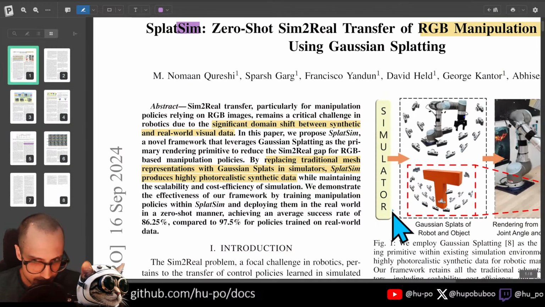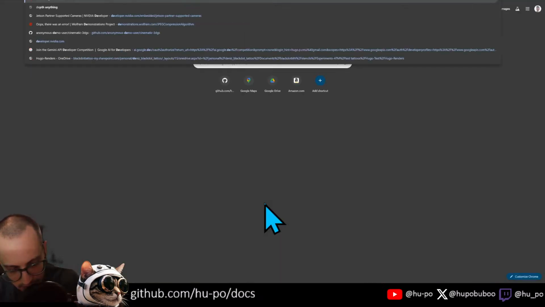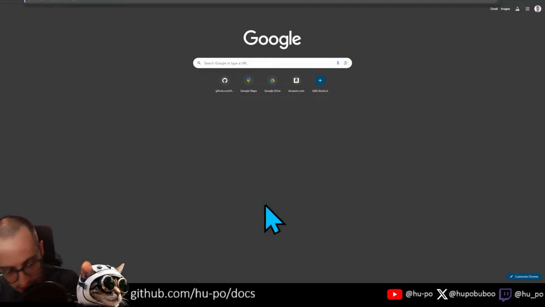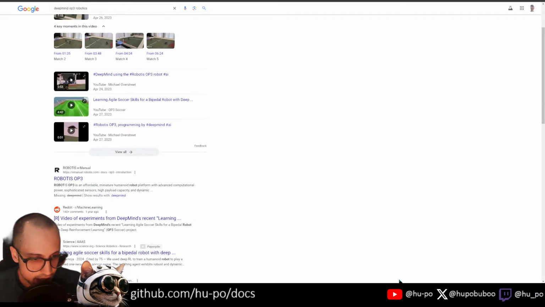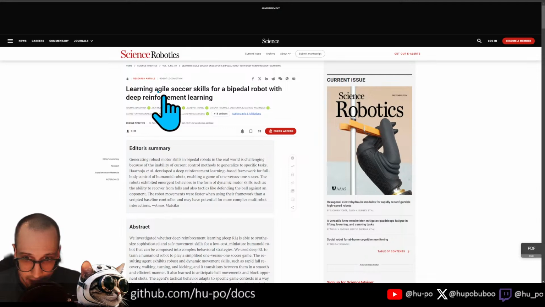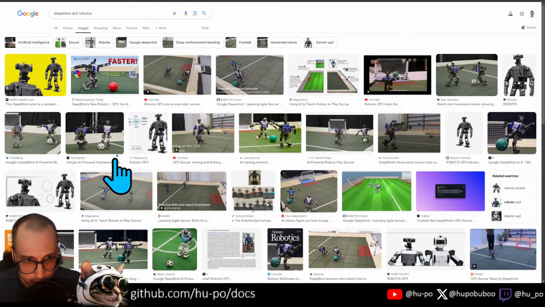And this is something that we've seen before as well, right? We actually saw this in the DeepMind OP3 robotics paper, right? So the DeepMind OP3 robotics, this one. Learning agile soccer skills for a bipedal robot. All right, I'm not actually going to get into that, but for this paper, right?